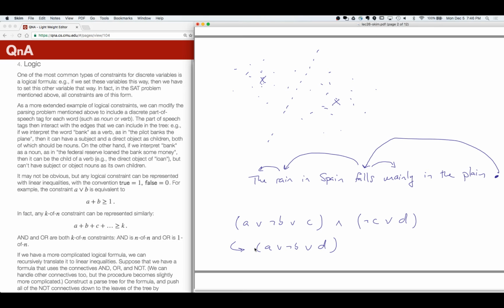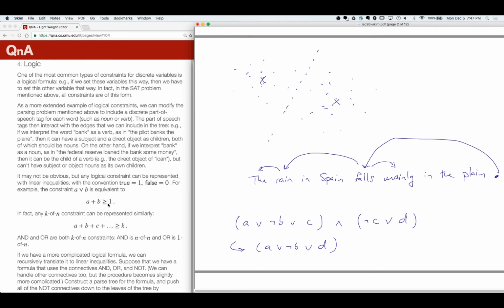And so in order to do that, what we can do is we can write logical constraints as inequalities on binary random variables, right? So we'll use the typical convention that true is 1 and false is 0. And then the constraint A or B is the same as saying A plus B is bigger than or equal to 1, right? Because if A is 1 and B is 0, then the left-hand side is 1. If A is 0, B is 1, left-hand side is 1. And if they're both 1, it's 2, which is also bigger than 1.